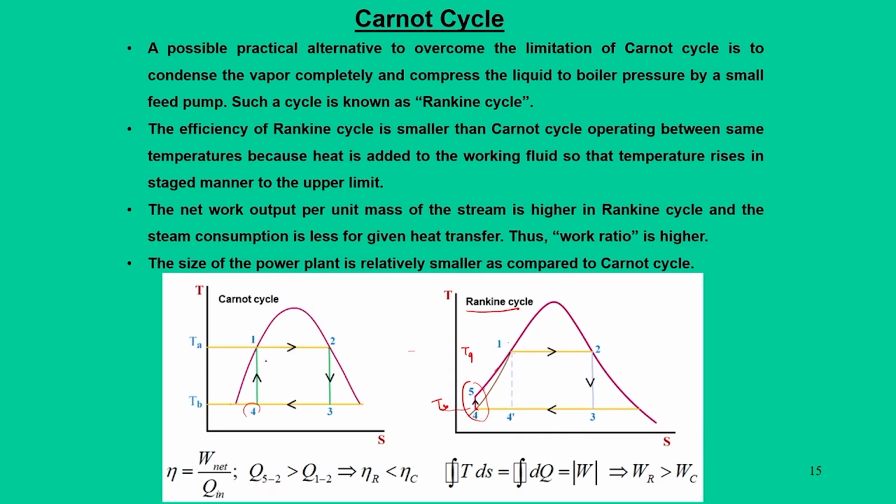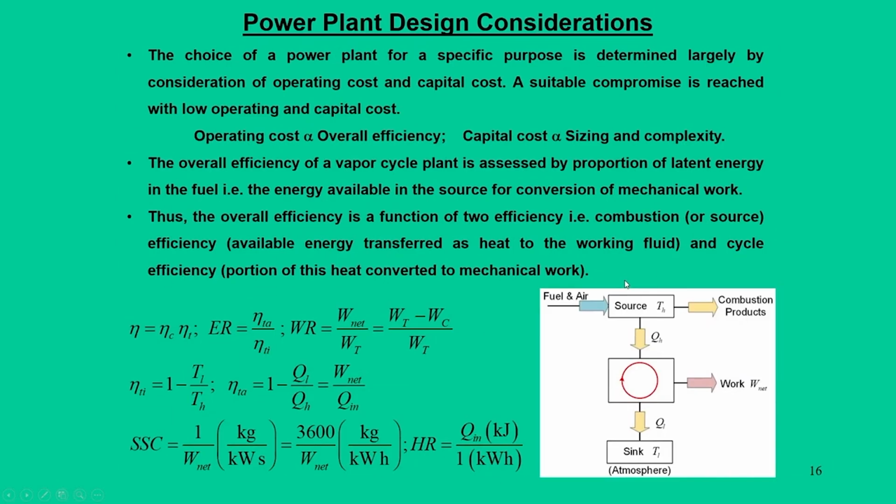If you look at the area under this diagram, the heat input is a little bit increased, but side by side, the efficiency of the Rankine cycle is less than the Carnot cycle. But if you talk in terms of work ratio, the work output of the Rankine cycle is higher than the Carnot cycle. So, this gives a clear indication for a vapor power plant, which precisely works on work ratio enhancement rather than efficiency. Additionally, the size of the plant becomes relatively smaller because you have reduced the pump work as compared to the Carnot cycle.